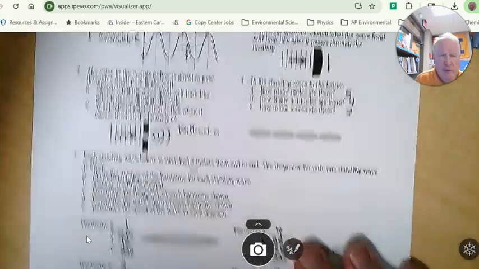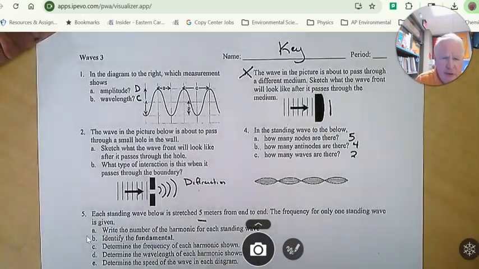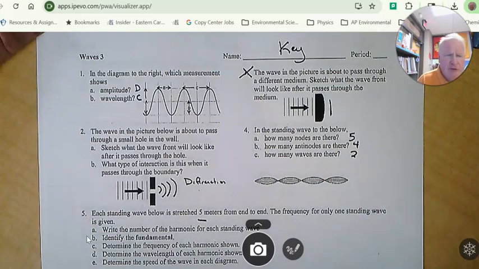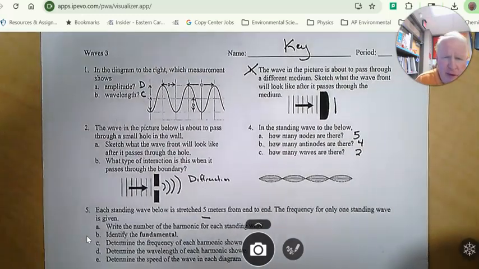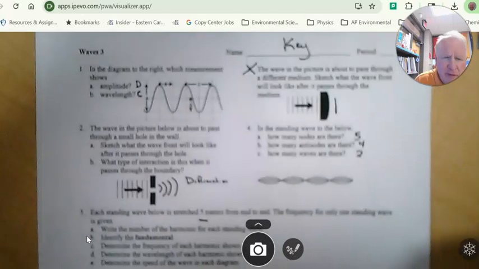All right, Chan Physics, this is Waves 3, and we're just taking a quick look at some potential questions on the test. So let's see if we can get this to see this a little bit better.